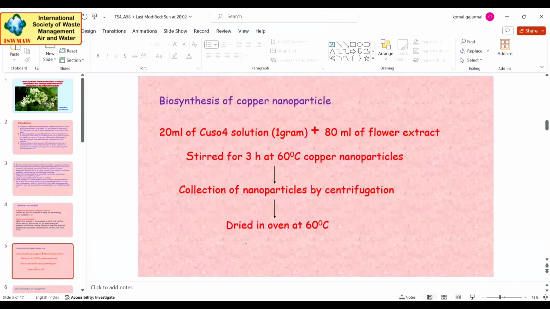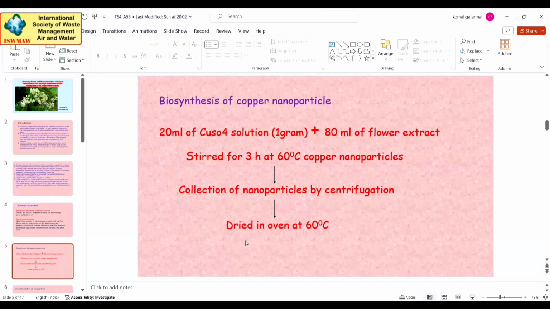Biosynthesis of copper nanoparticles. For biosynthesis of copper nanoparticles, 20 ml of copper sulfate solution plus 80 ml of flower extract, which is prepared in deionized water, were taken and stirred for 3 hours at 60 degrees Celsius. Then, after 3 hours, copper nanoparticles were formed, and those copper nanoparticles were collected by centrifugation and dried in the oven at 60 degrees Celsius.